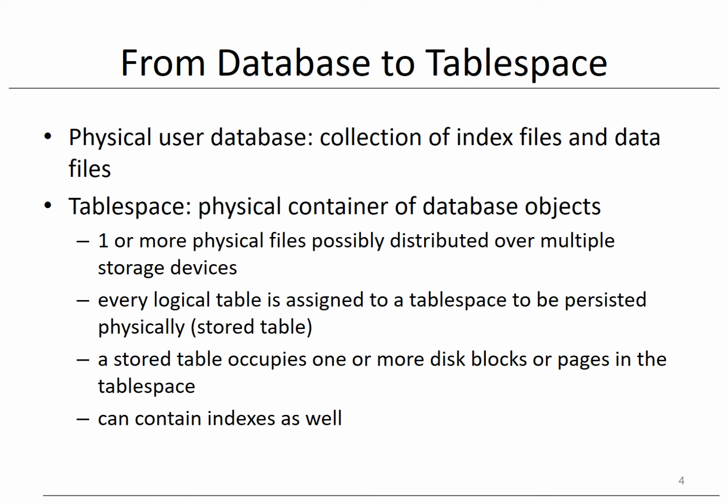In smaller scale database systems, the files are managed by the operating system's file system, whereas high-performance DBMSs often manage the files themselves. Every logical table is assigned to a tablespace to be persisted physically. We then speak of a stored table. A stored table occupies one or more disk blocks or pages in the tablespace. A tablespace can contain indexes as well, although sometimes separate index spaces are used for this purpose.